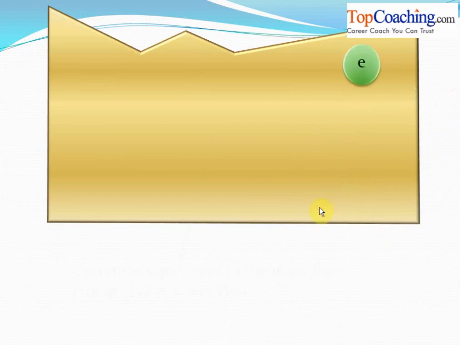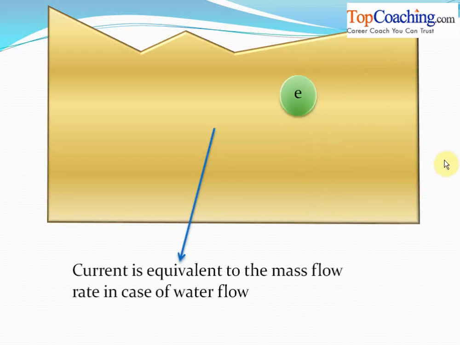Now, we know that current is equivalent to the mass flow rate in case of water flow, isn't it? So instead of imagining electrons flowing through this metallic conductor, let us try to imagine that it's water flowing through this metallic conductor, or water flowing through a pipe of non-uniform cross-section. In that case, the mass flow rate, will it be constant or not? The mass flow rate will clearly be constant, isn't it? That's because mass coming in from one end per second will definitely have to come out from the other end in 1 second, isn't it? Because the net mass is constant, isn't it?